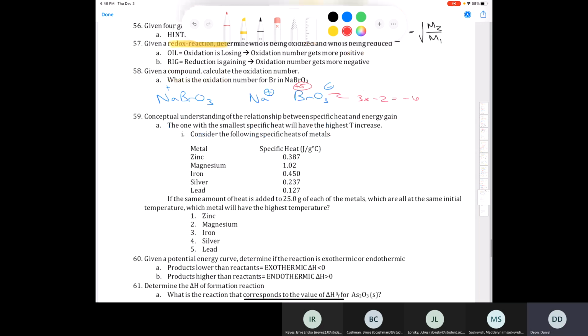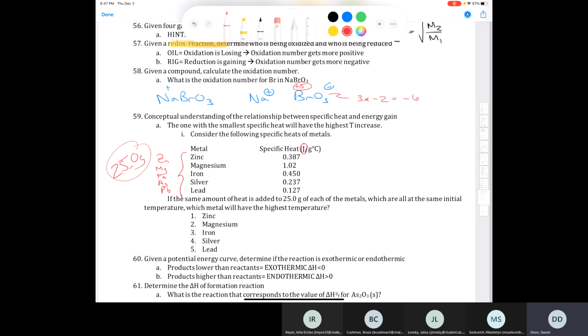What's next? Number 59, the conceptual understanding of the relationship between specific heat and energy gain. The one with the smallest specific heat will have the highest temperature increase. So if you look at these metals, you got zinc, magnesium, right? You got iron, you got silver, and you got lead here, all their specific heats. It says if you take 25 grams of each of these, right? You start with a 25 gram sample of any of those metals and they're all at the same initial temperature, and you apply some heat to them, which one's going to heat up the fastest? Well, think about the units. It's joules per gram degree Celsius.